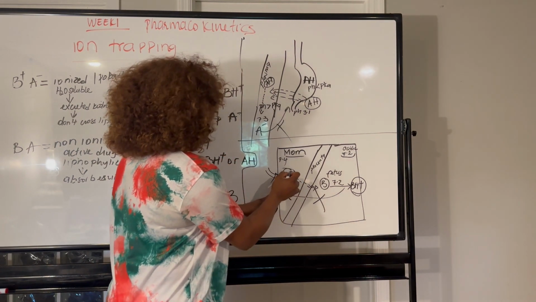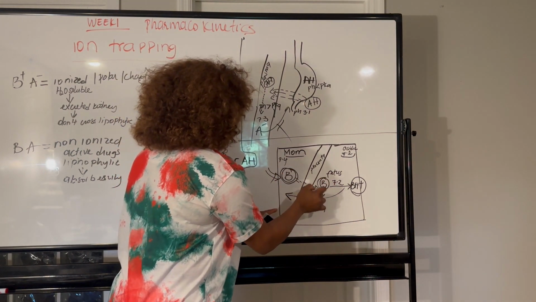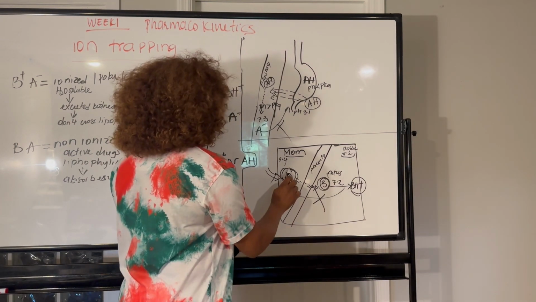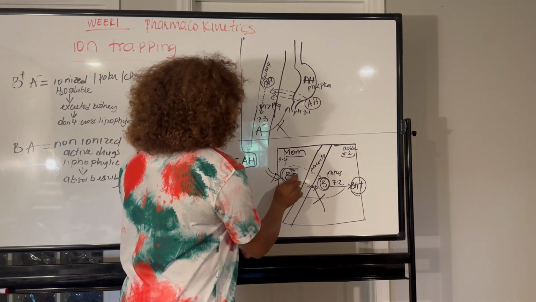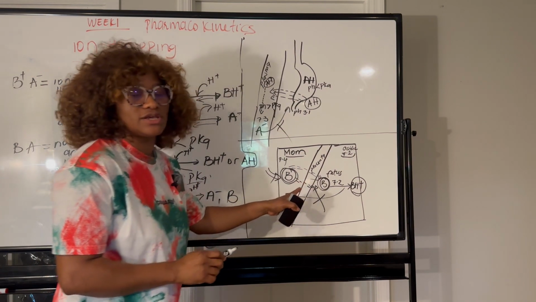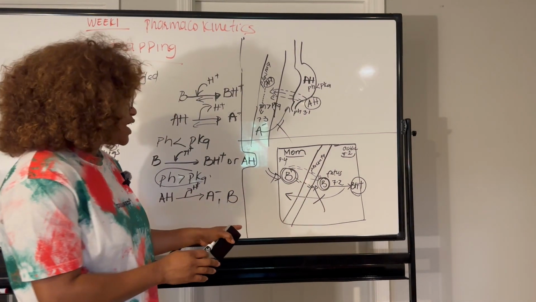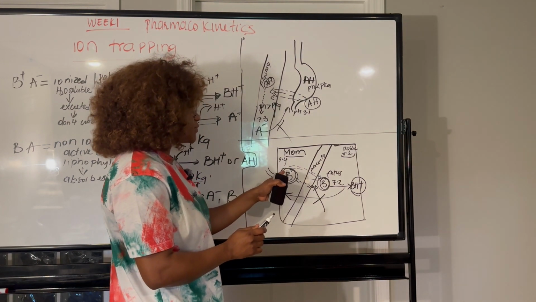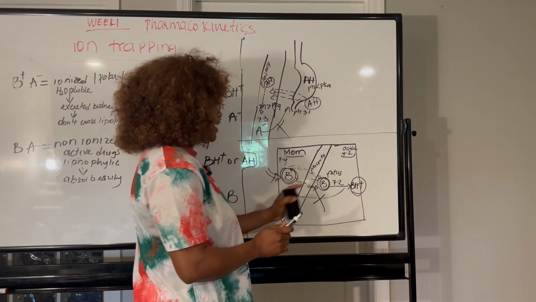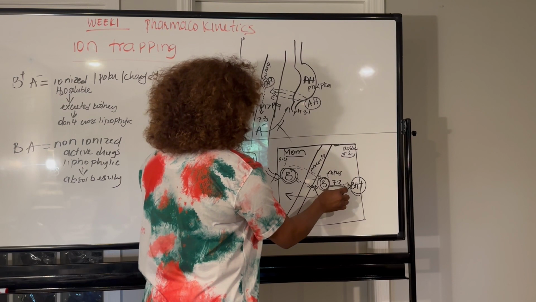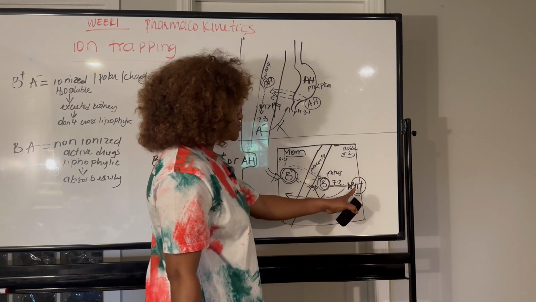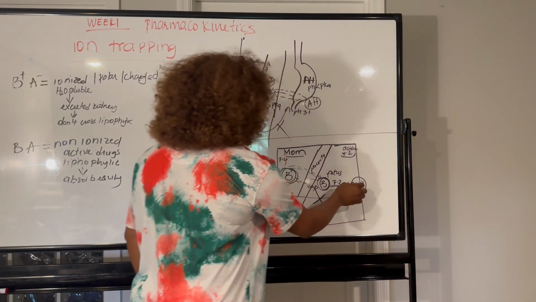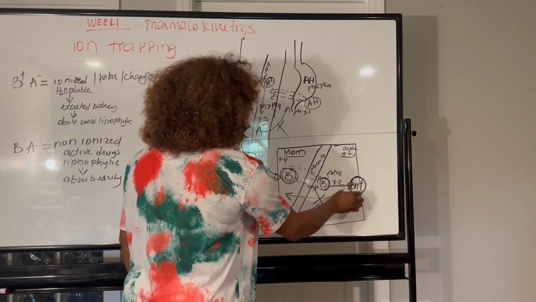So what is happening? The uncharged drug, because it's getting converted into the charged drug, is going to keep coming in more and more to reach its equilibrium. And the more the uncharged goes from the mom to the fetus, the more it's getting converted into the charged drug. So it gets stuck in the fetus.